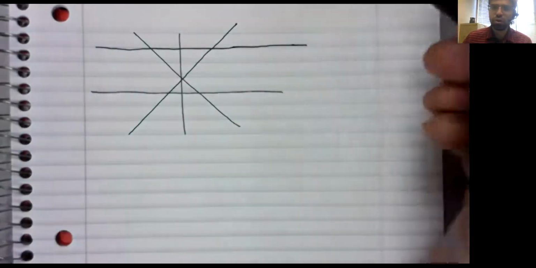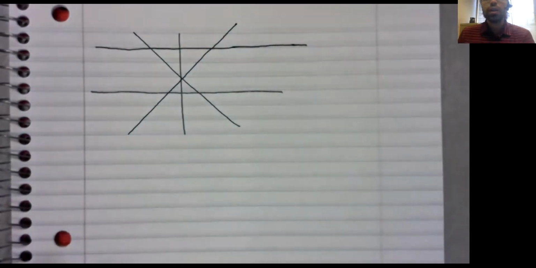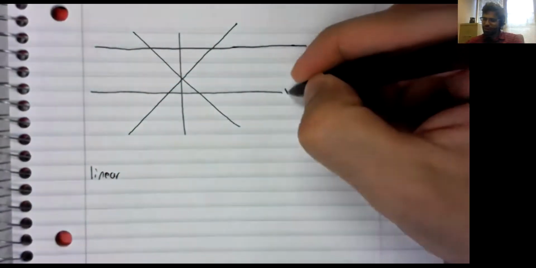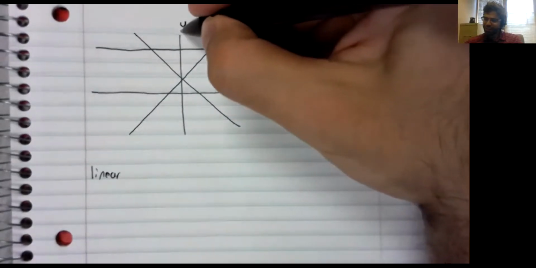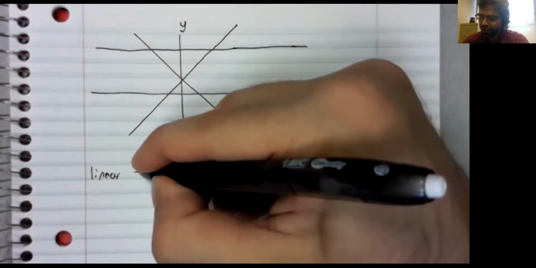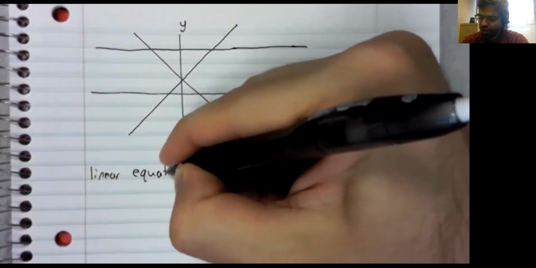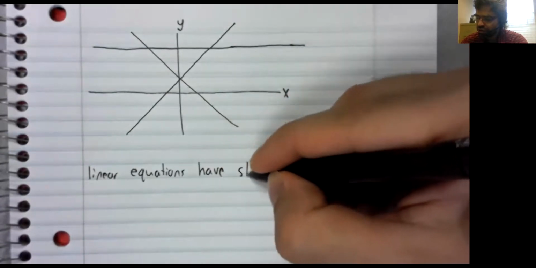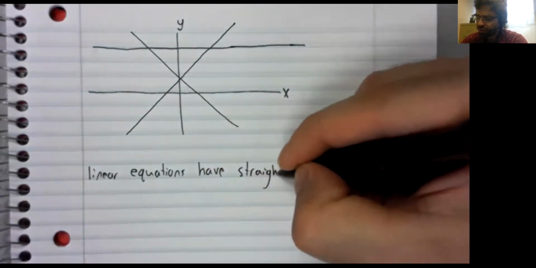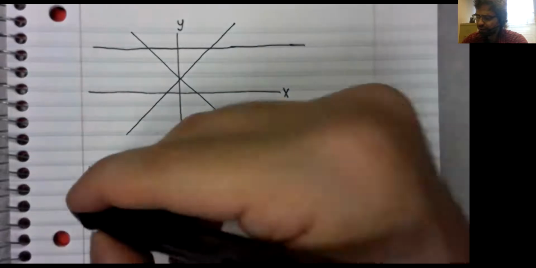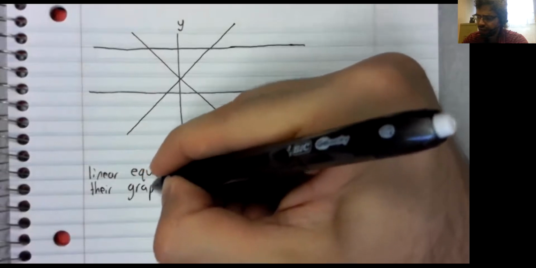Could be horizontal. So, let me label my axes since they're also just straight lines. Linear equations have straight lines as their graphs.